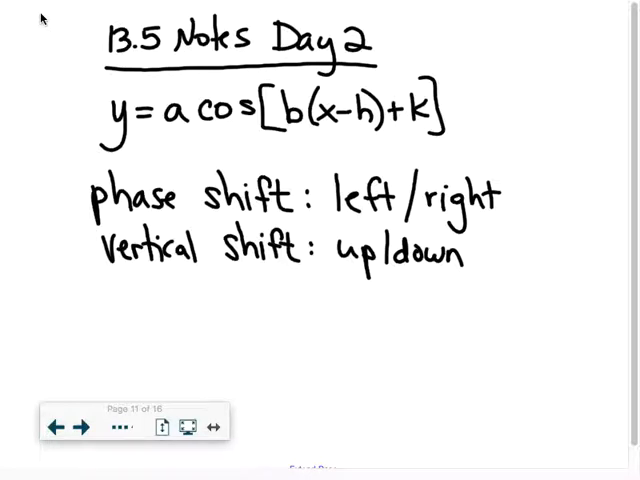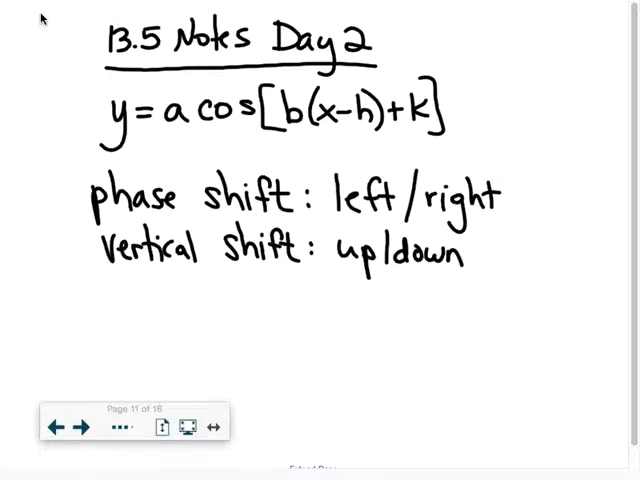The phase shift is the trigonometry vocabulary to describe left, right. So phase shift, and you'll see on my answer keys, I put PS for phase shift, left, right. Vertical shift, and I'll abbreviate that VS, is the up, down. Now, A helps us with amplitude, B helps us with the period length.